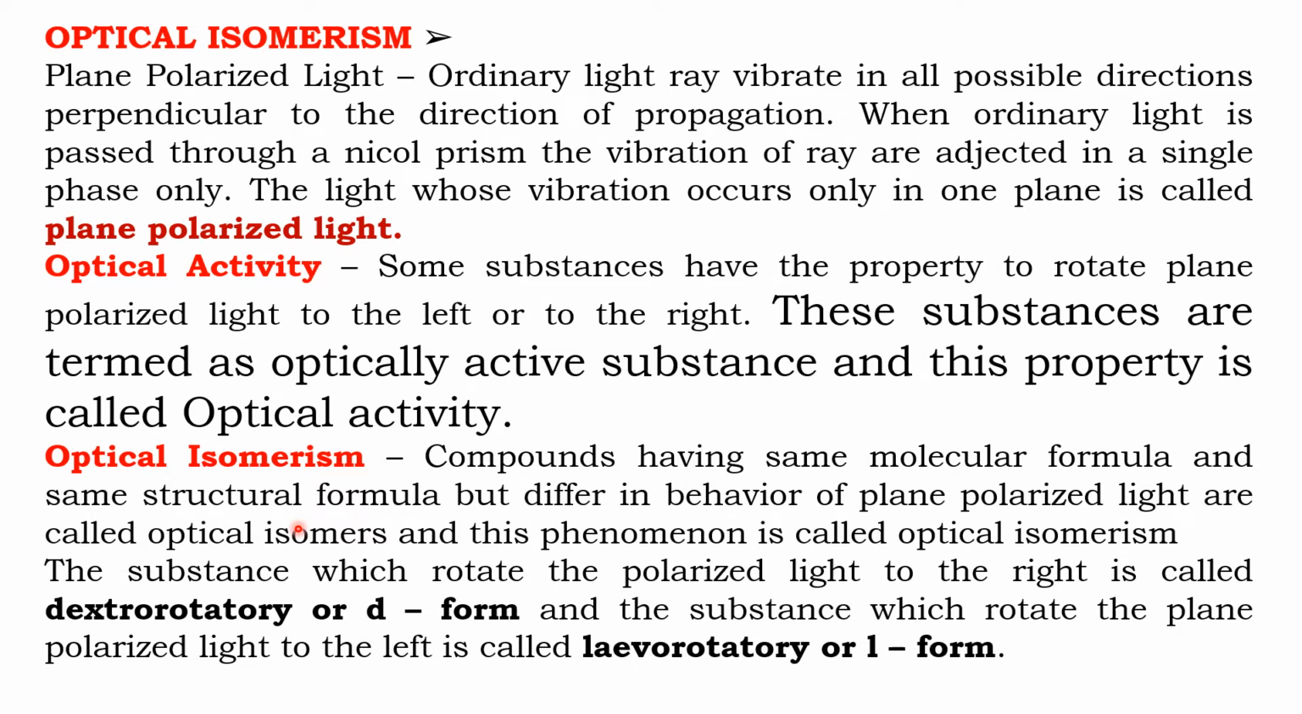If the substance rotates the plane polarized light towards left, it is called levorotatory or L form. If the isomer rotates the plane polarized light towards right, it is called dextrorotatory or D form. So, optical isomers could be of two types, levorotatory or dextrorotatory.